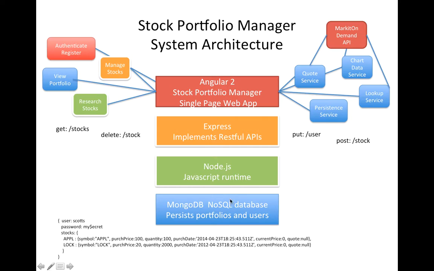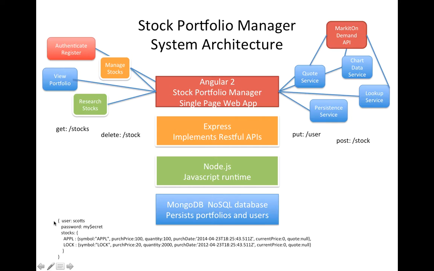The third tier is obviously Node.js, which provides us the JavaScript runtime. The fourth and final tier is MongoDB, which is a NoSQL database. This allows me to persist the stock portfolios for a given set of users. So this is truly a multi-user application. We can create as many users as we want, and all users will have a separately maintained portfolio.